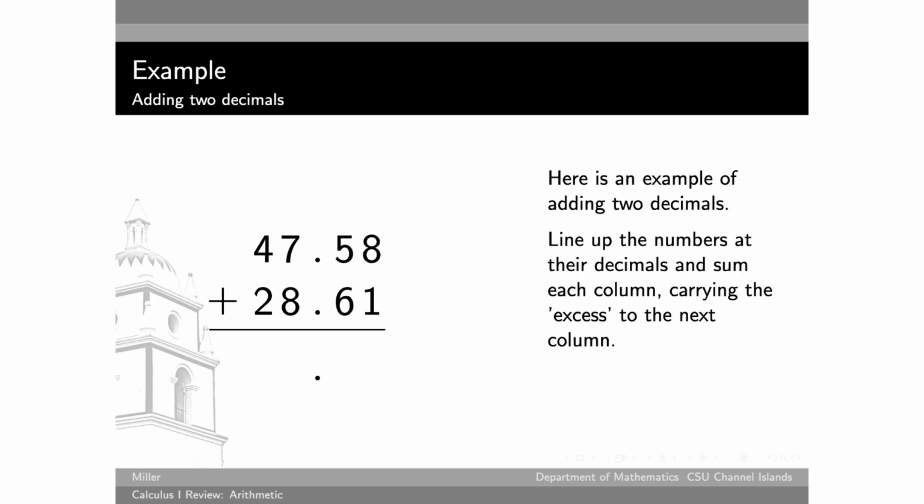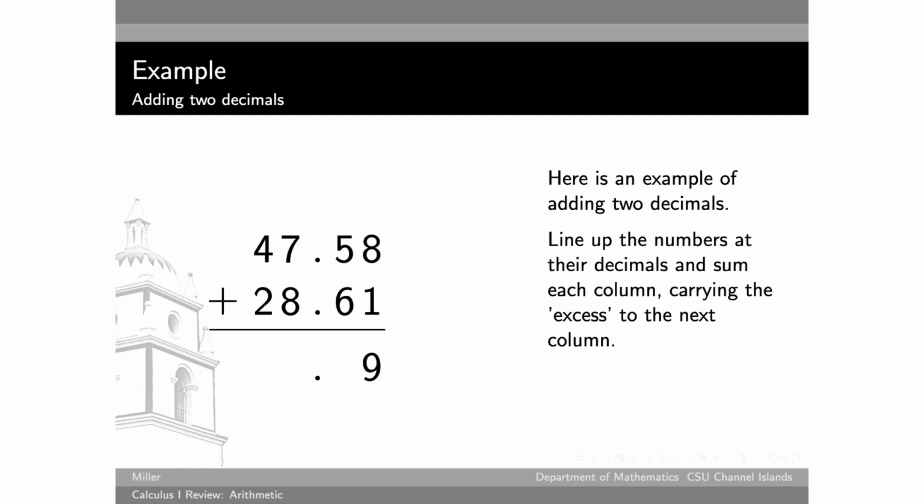So here I've got two decimals written to two decimal places, 47.58 and 28.61. Let's add them together. When we add them, we line up the two decimals at the decimal point, and we add up in columns. So the 8 plus 1 gives us a 9. The 5 plus 6 gives us an 11. Well, we're going to take the 1 in the ones place and put that by the 9.